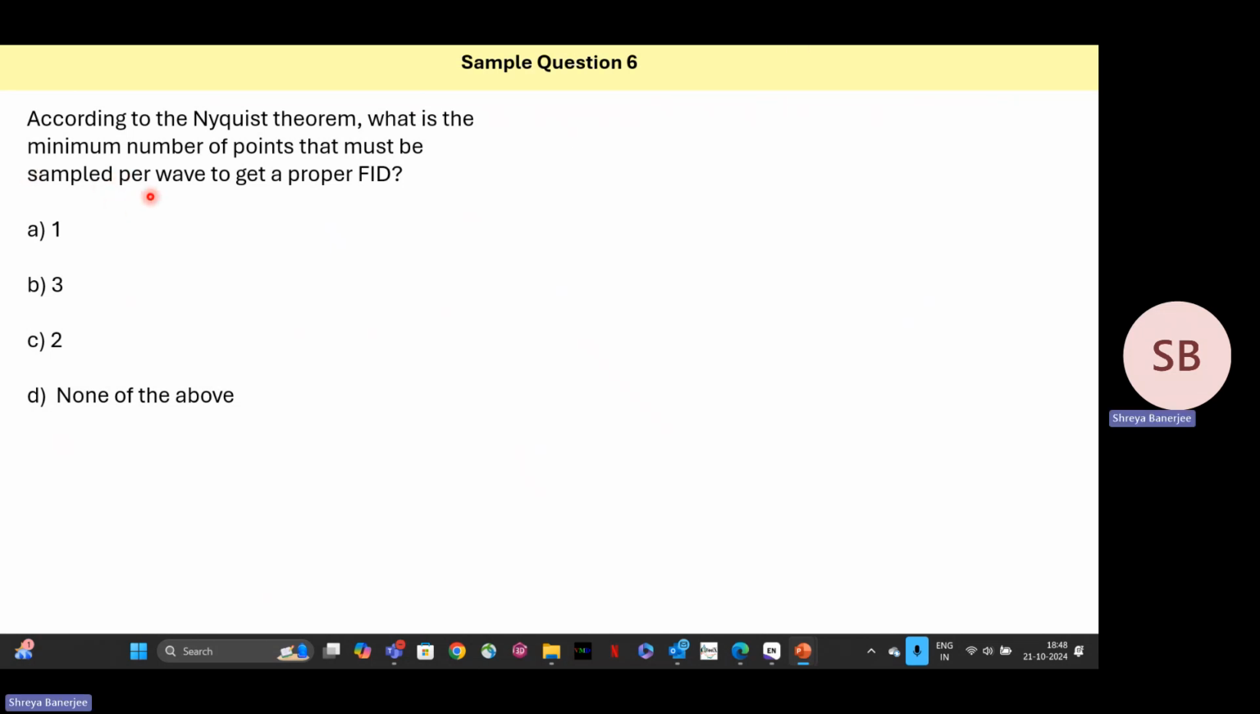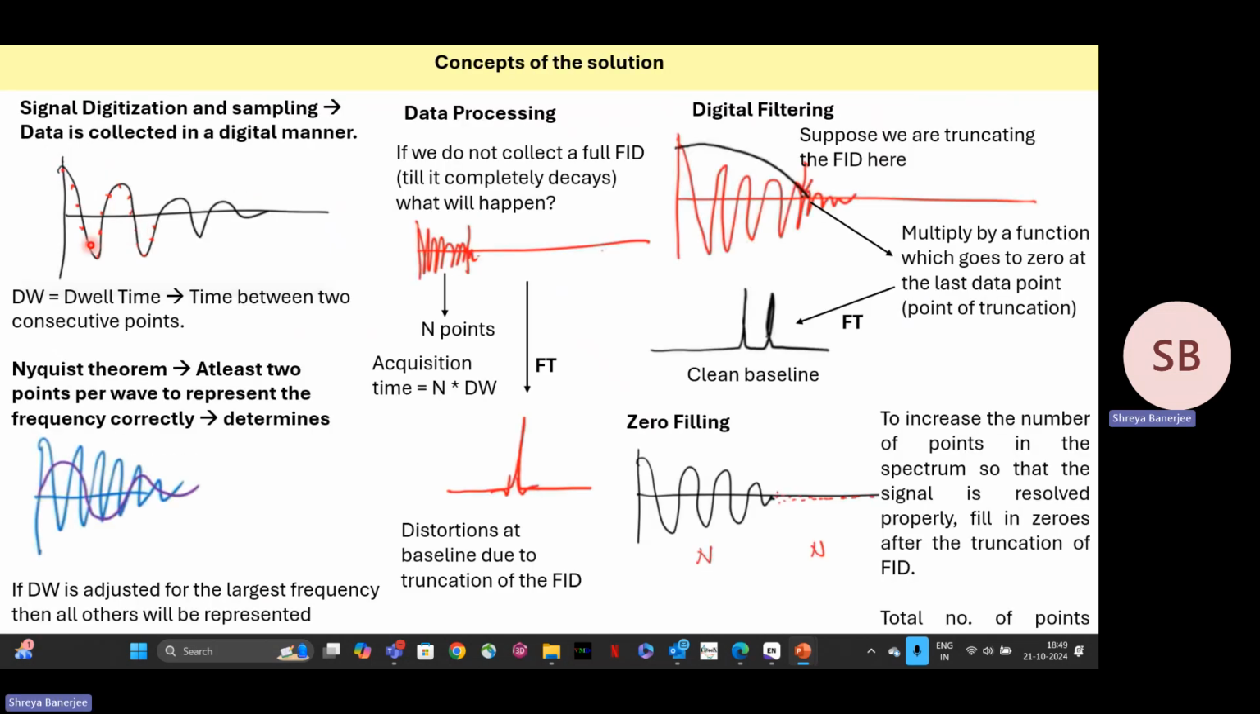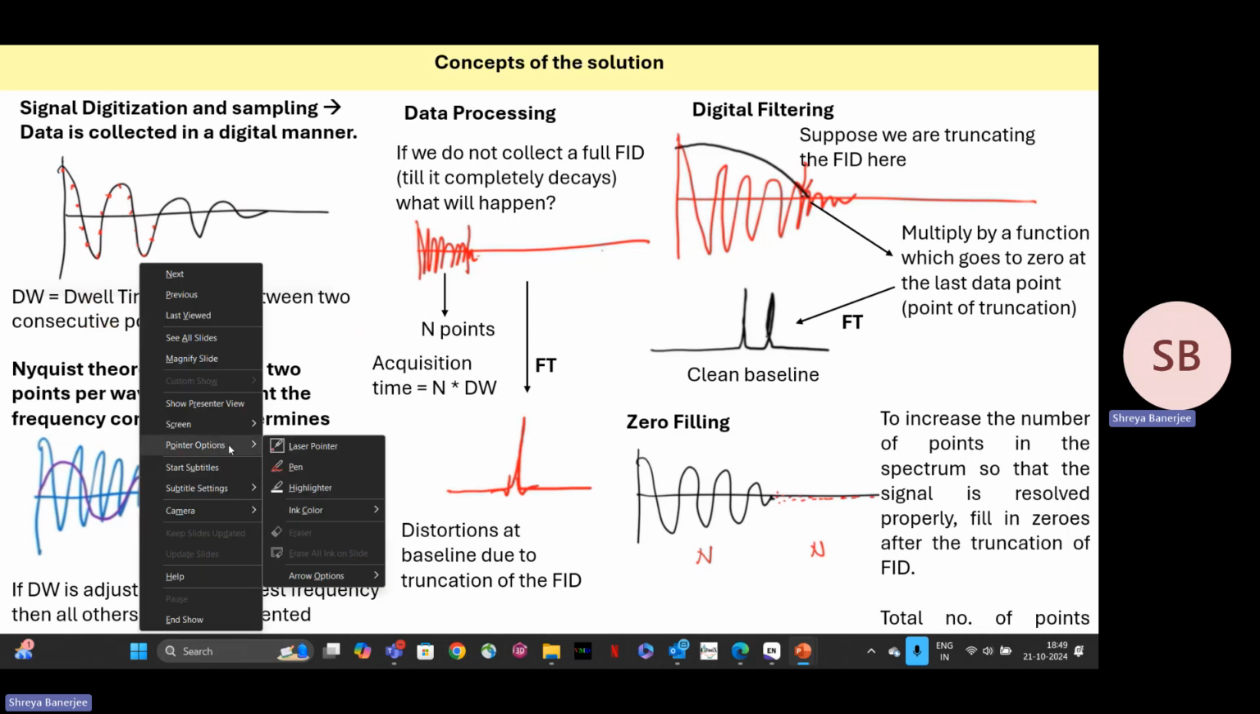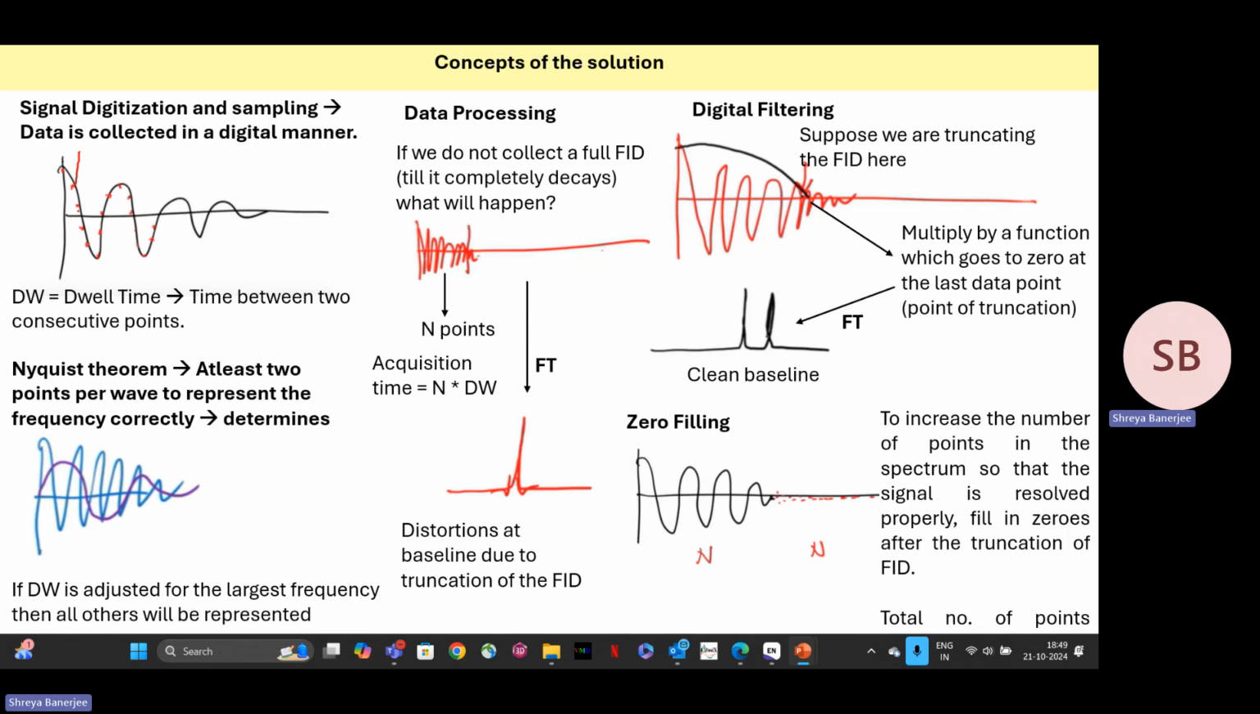We move to the next question, which asks, according to the Nyquist theorem, what is the minimum number of points that must be sampled per wave to get a proper FID? We will again look at some parameters and criteria of the NMR. One is the signal digitization and sampling. Basically, if you have an FID, many points along the FID are collected in a digital manner. We call the time between two consecutive points the dwell time, say the time between this point and this point. This time is called the dwell time or dw.